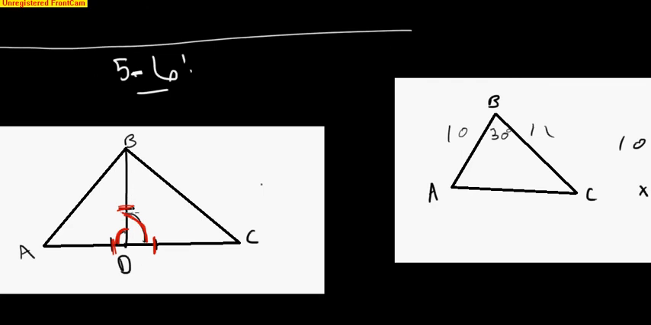So, if we know that angle ADB, so this one right here, is smaller than angle BDC, we know that the opposite side, AB, is going to be smaller than this opposite side, BC. And that's because we have a larger angle here, which is going to correspond to a larger opposite side. We have a smaller angle here, which is going to correspond to a smaller opposite side.